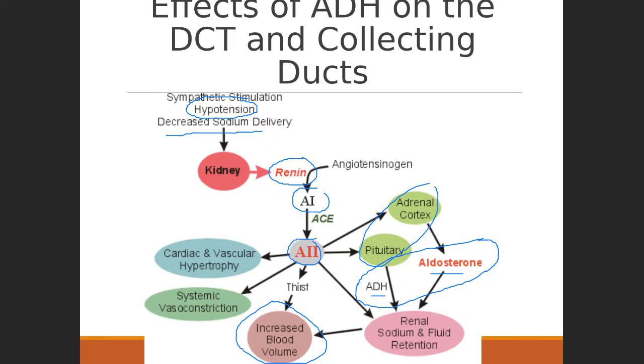So you will have to be aware of the role of ADH when it comes to regulating not just blood volume, but to carry that one step further into how it regulates blood pressure.